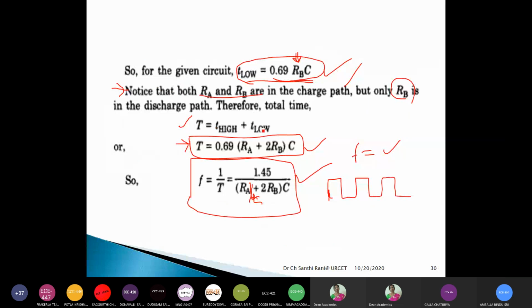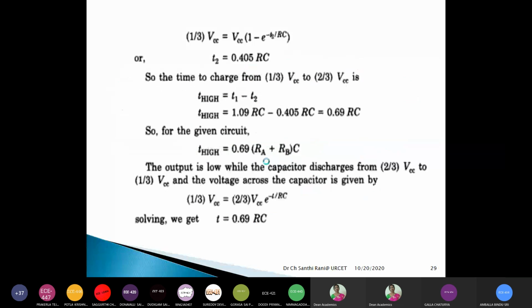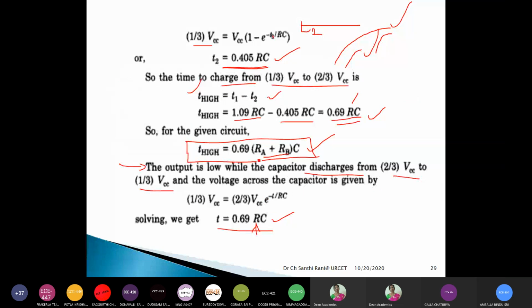T is equal to T high plus T low, right? What is T high? T high is this. What are T1 and T2? T2 is the time taken to charge up to 2/3 VCC, and T1 is from 0 to 1/3 VCC. T high is T2 minus T1, right? So when you substitute all that, T high you will get as 0.69 RC. It is 0.69 into RA plus RB into C.